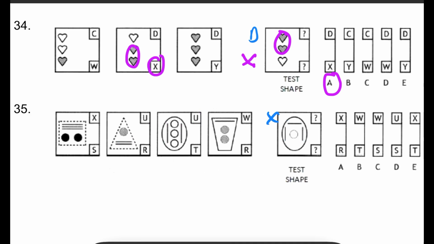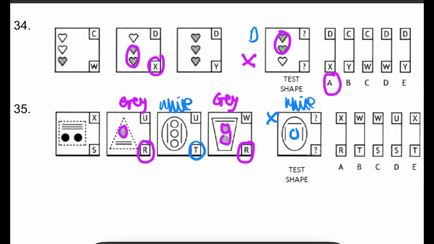Now to the second letter. These two both have an R as the second letter, and they both have a grey circle. So in the test shape we've got a white circle, same as this one, and the second letter here is a T. The second letter here will be a T. XT, the answer is E.